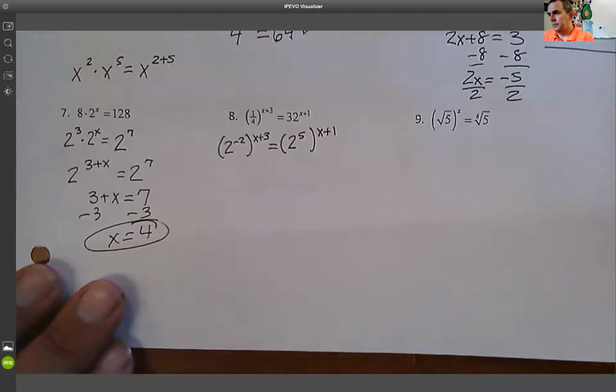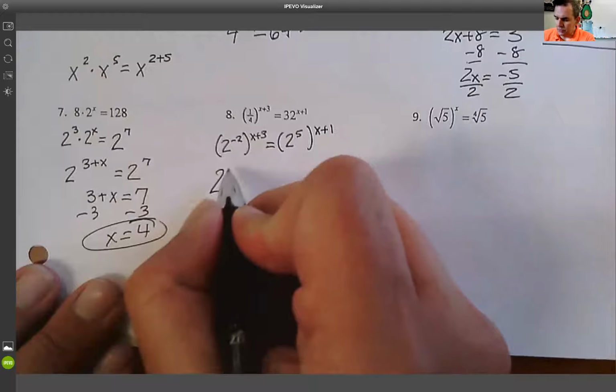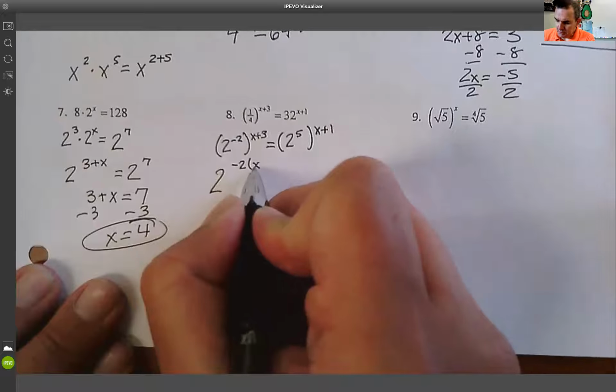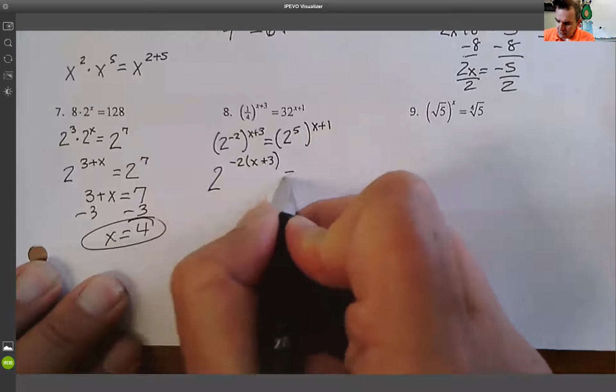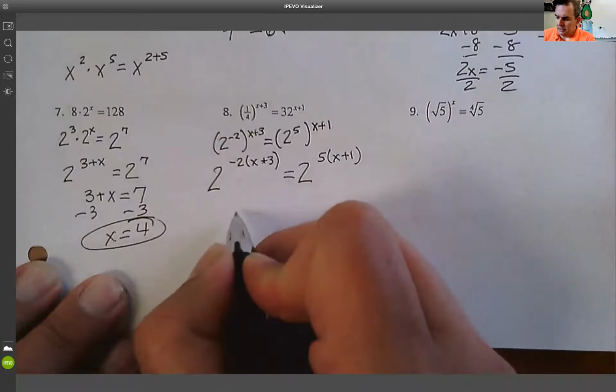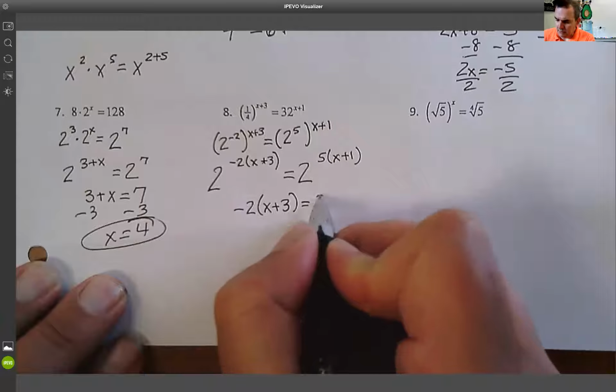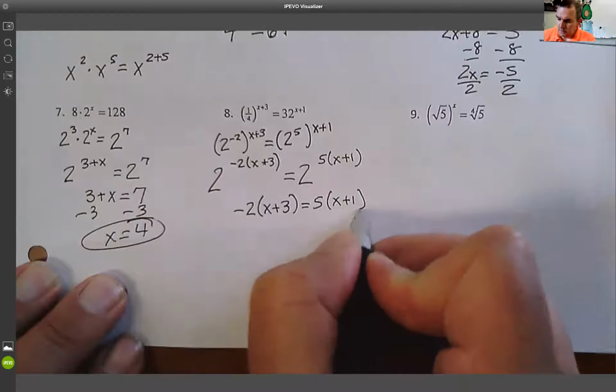Set those equal to one another, because now we have the same base. Technically this is 2 to the negative 2 times x plus 3 equals 2 to the 5 times x plus 1. Set them equal to one another: negative 2 times x plus 3 equals 5 times x plus 1.